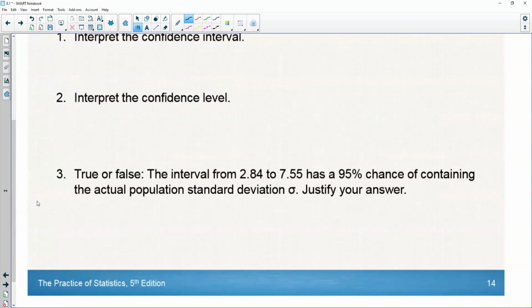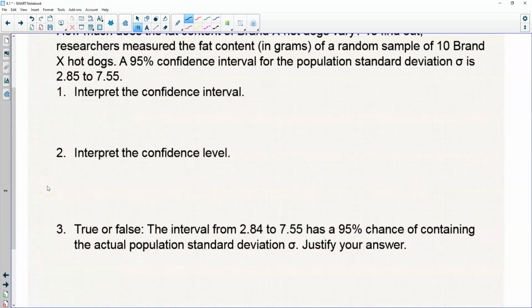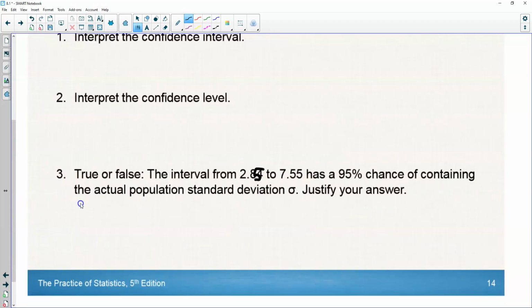Now let's look at the true-false question. The interval from 2.85 to 7.55 has a 95% chance of containing the actual population standard deviation. We do not ever give our explanations in terms of chances, or probability, so this is definitely false. This seems like a probability explanation, but there's not a chance of it being in there. It's either in there or it's not. We just talk about the 95% being how many would catch it if we did this a whole bunch of times. So definitely false.